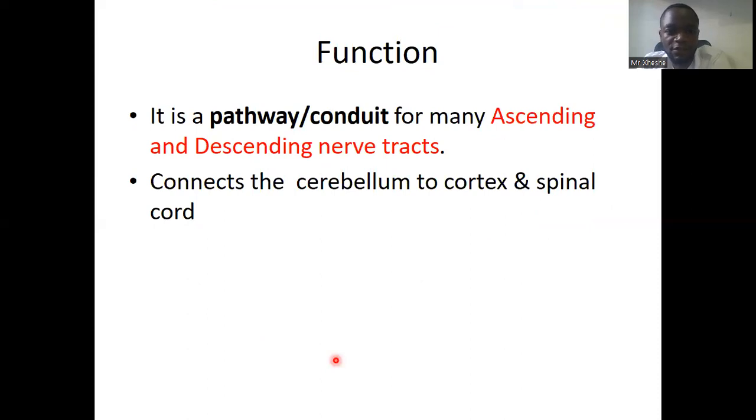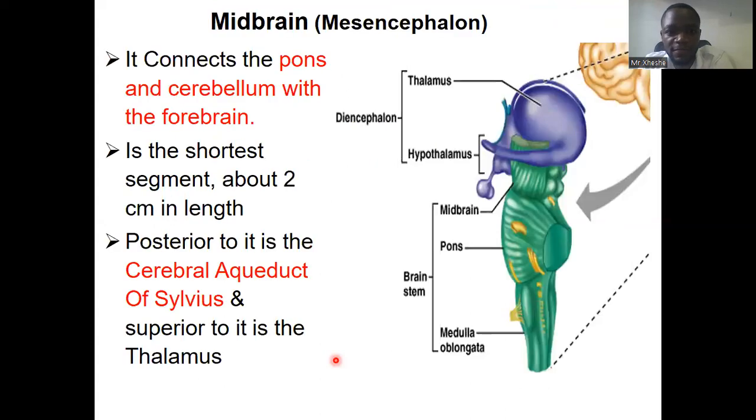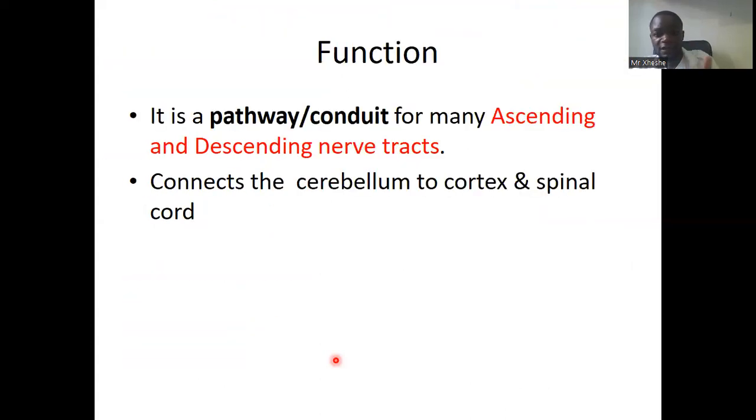So what is the function of the pons? Again, it's just a pathway for ascending and descending nerves. Motor nerves are descending. They are coming from the midbrain. They have to pass through the pons and connect to the medulla oblongata. Ascending nerves are sensory. They are coming from the medulla oblongata and they have to pass through the pons to reach the midbrain. Therefore, it simply connects the cortex with the spinal cord, or vice versa. It connects the spinal cord with the cortex because both sensory and motor are passing through.